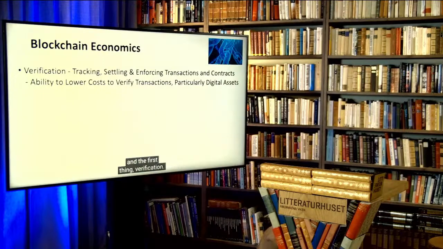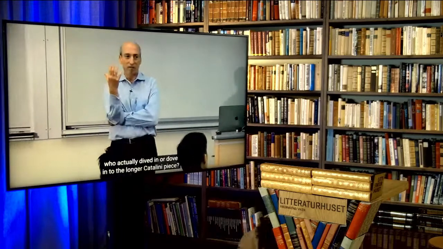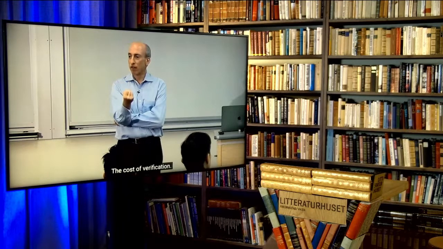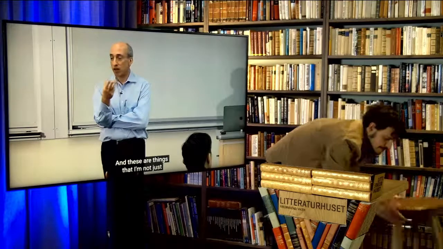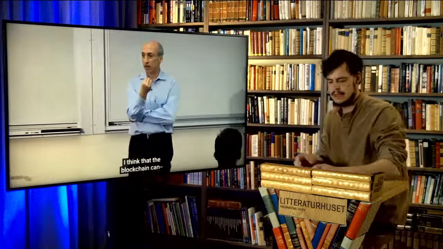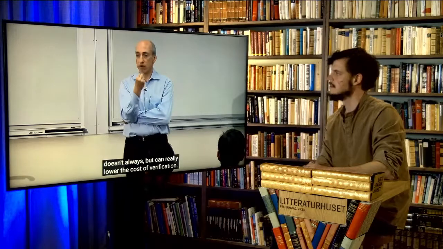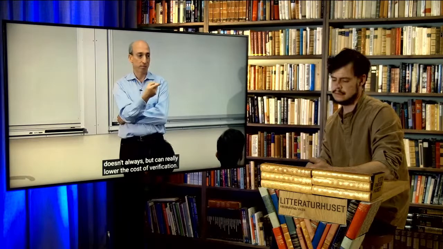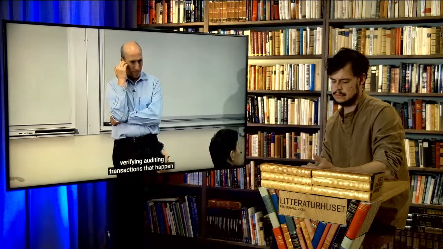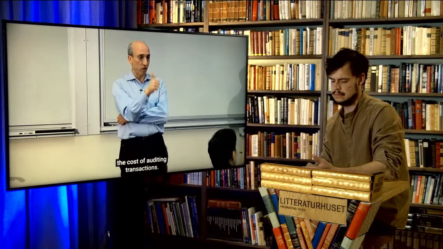So let's start a little bit with blockchain economics. And the first thing, verification. So what are the costs? Anybody who actually dove into the longer Catalini piece. The cost of verification. And these are things that I'm not just presenting because somebody wrote about it. I think Christian's right about this. I think that the blockchain doesn't always, but can really lower the cost of verification. Bo, do you have a? You talked about efficiently verifying and auditing the transactions that happen, and the cost of that is low. So efficiently auditing and lowering the cost of auditing transactions.